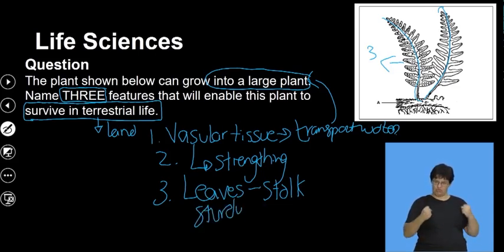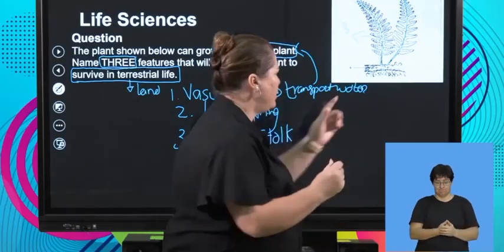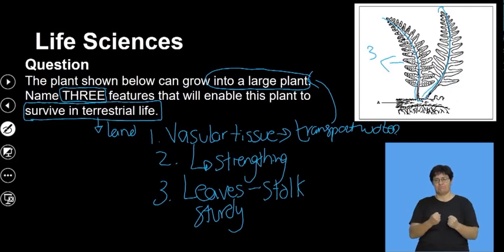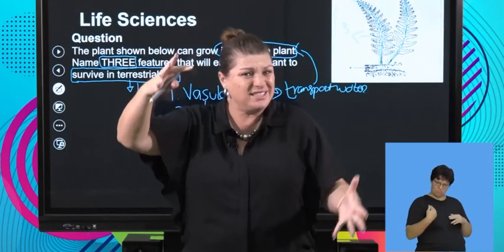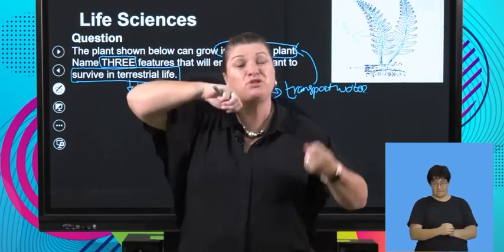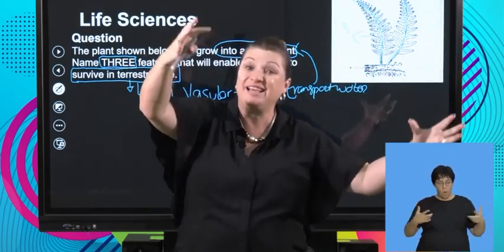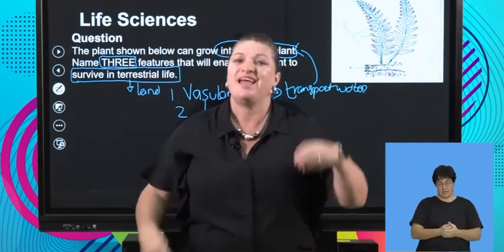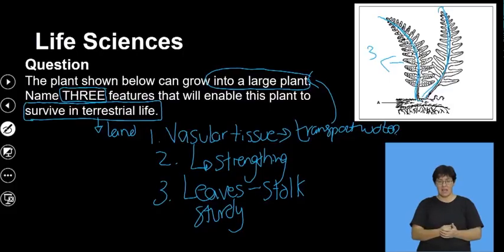They're strong. They're not going to flop all over the place. So they've got a steady, strong tissue attached to it that enables it to be nice and firm. Once again, supporting. So the stronger it is, the bigger the leaf can become. All right? And once again, it says here, into a large plant and the terrestrial.